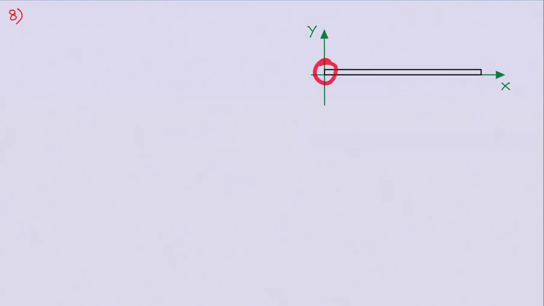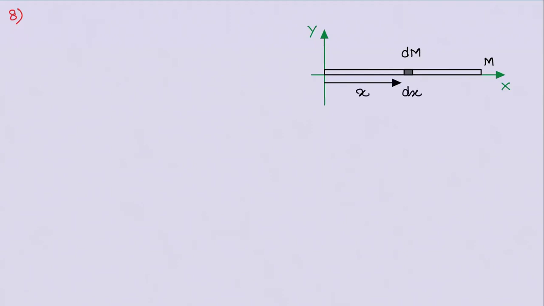Question number 8. Calculate the moment of inertia of a rod along the z-axis if the linear mass density changes according to the equation lambda is equal to a plus bx. Take a small mass dm located at a distance, and small length will be dr. I think it is better to use x. Yes, x is better. This is dx because it is along the x-axis, clearly given.